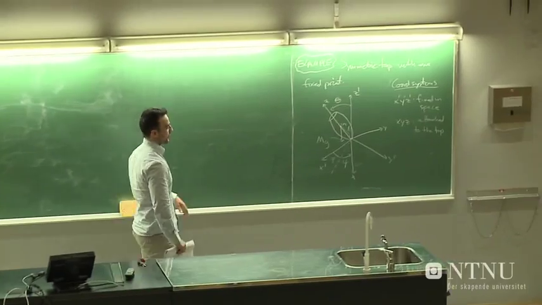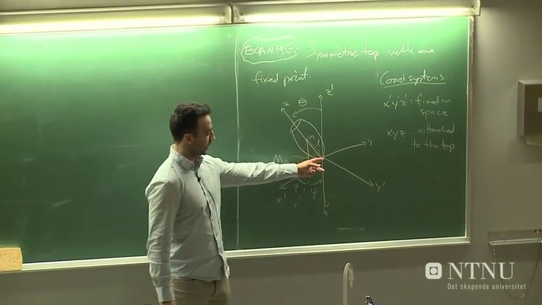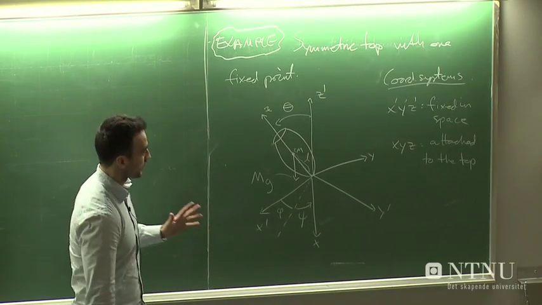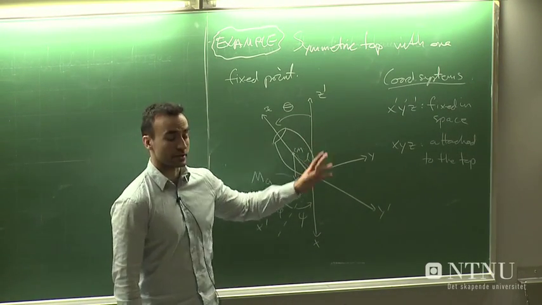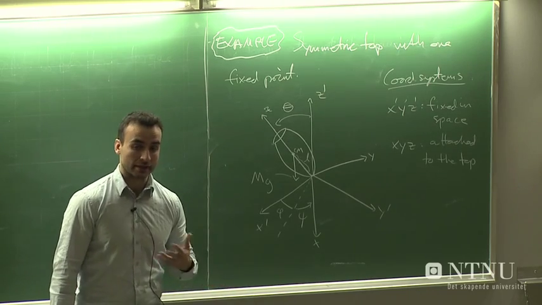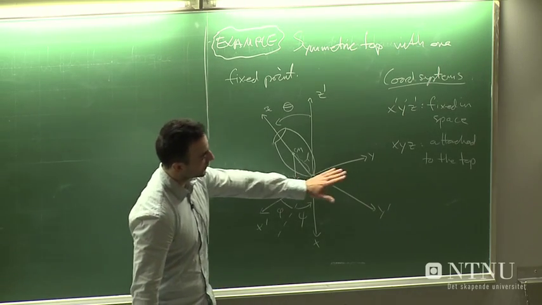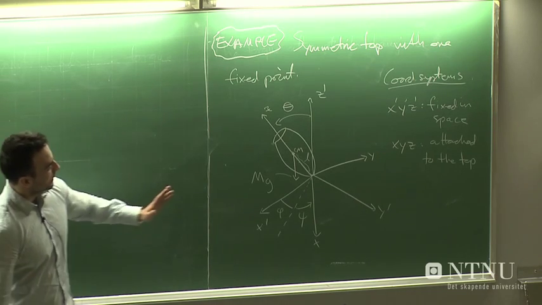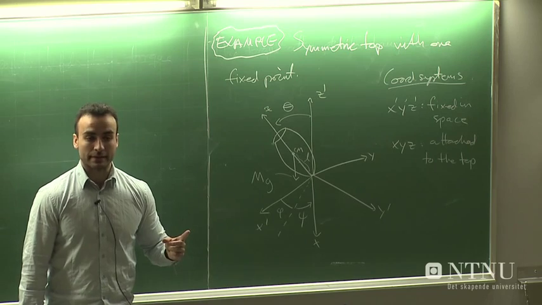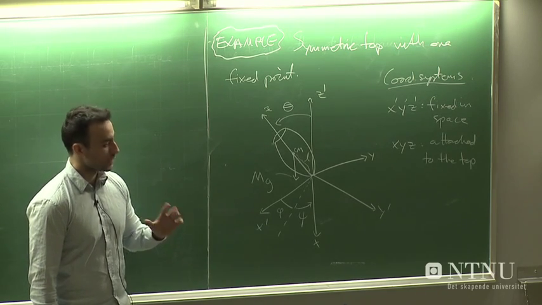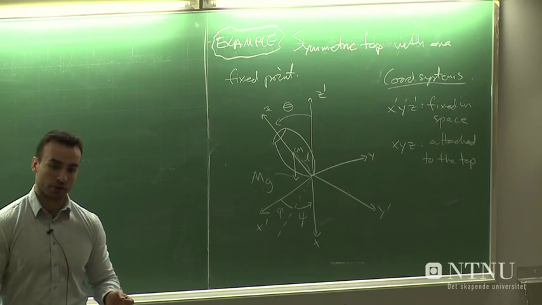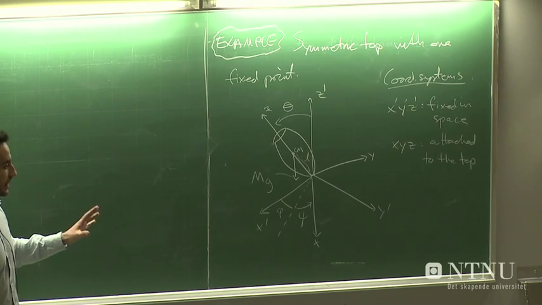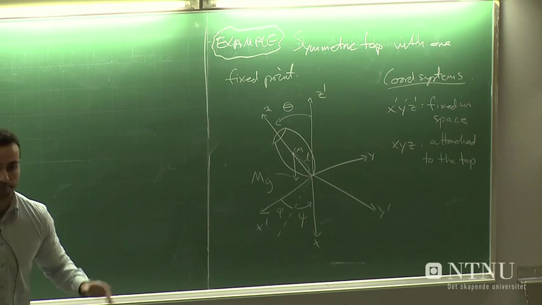So the situation we're considering is a symmetric top spinning on its tip here. And we've introduced two coordinate systems. We've introduced a prime system which is fixed in space, corresponding to a stationary observer, for instance. We've also introduced this XYZ coordinate system which is attached to the top. And if it's attached to the top, it means it should be rotating. So we have two coordinate systems with coinciding origins, and one is rotating with respect to the other. And this is exactly the type of scenario we've been considering so far.